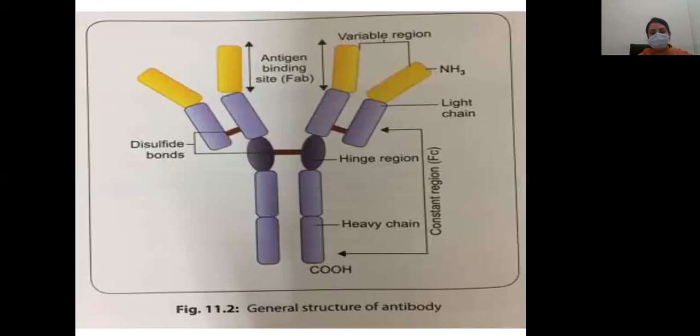As you can see, on the upper side there is a light chain, and this is the heavy chain. Between the light chain and heavy chain there is a hinge point, and this is the antibody binding site, FAB.